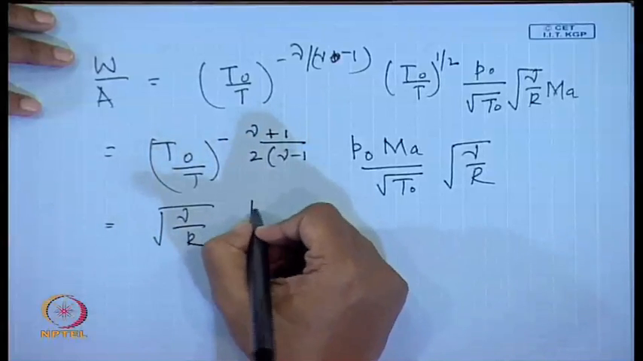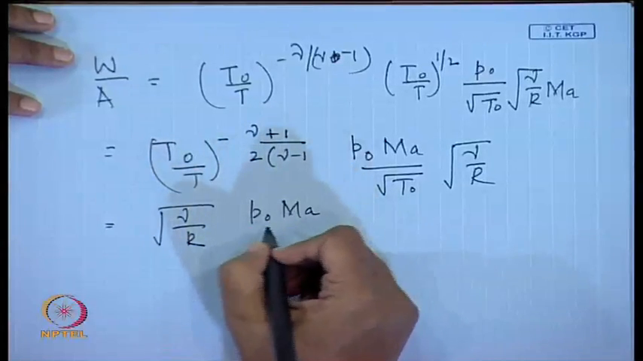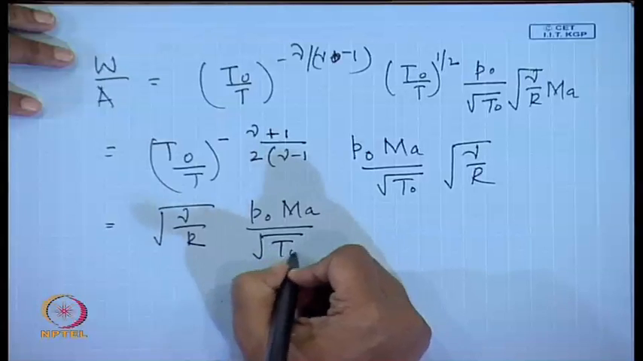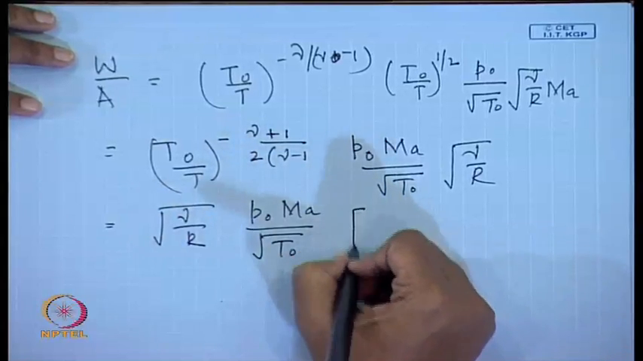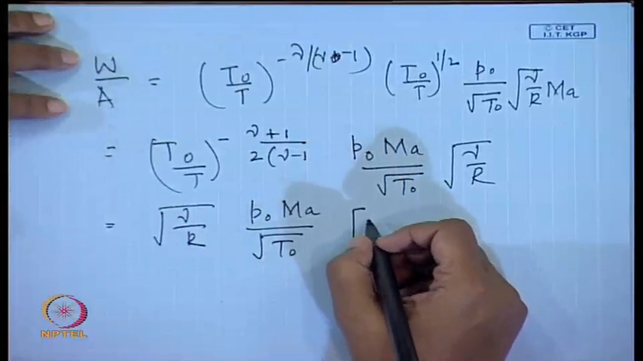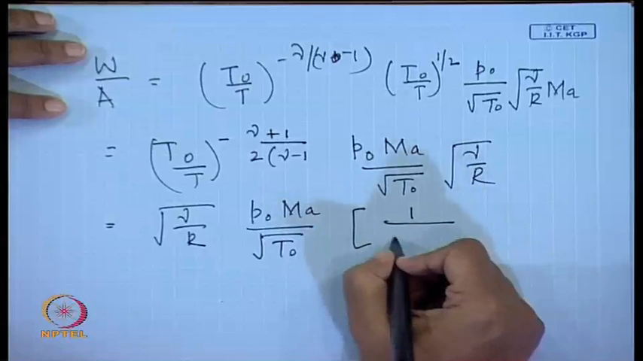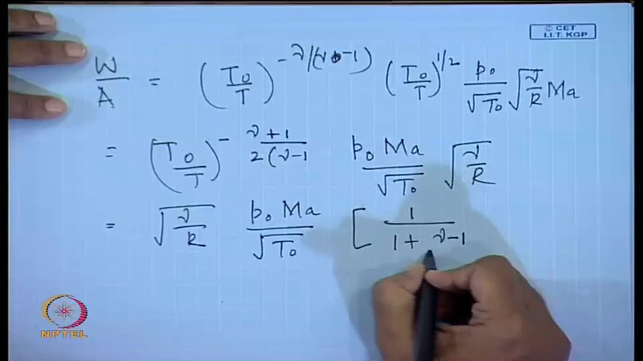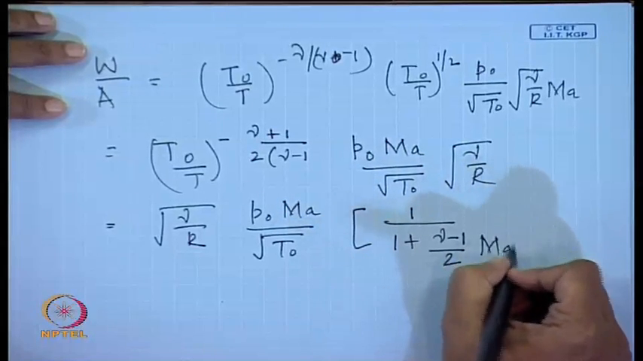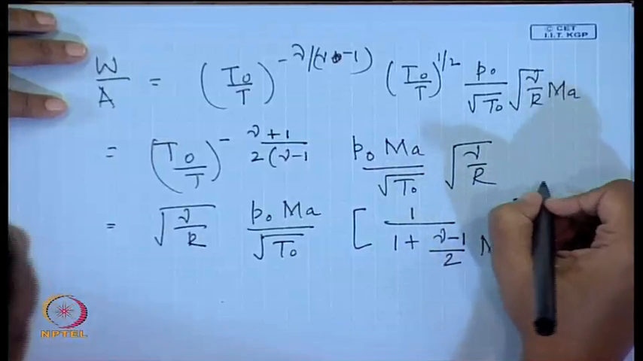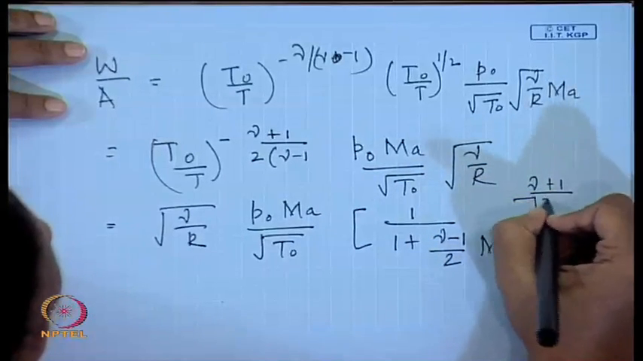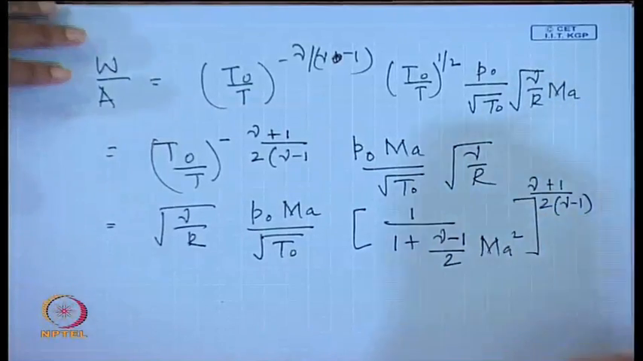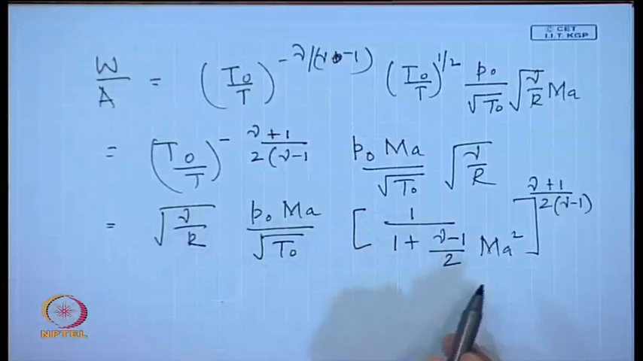or if I arrange it slightly more, it is almost the same thing, rearranging and writing. I am just bringing all my known parameters towards the left. This whole thing T0 by T I will substitute, I get 1 by 1 plus gamma minus 1 by 2 Ma square, this is gamma plus 1 by 2 into gamma minus 1. So, this is the final expression.